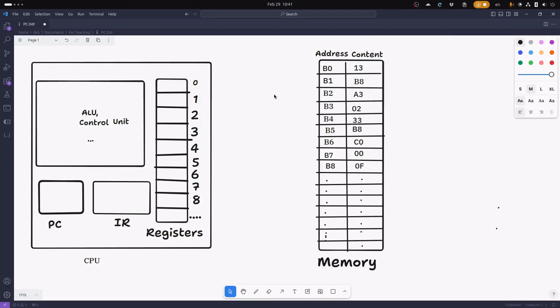In this video, we will try to understand the machine language in the book we are learning.